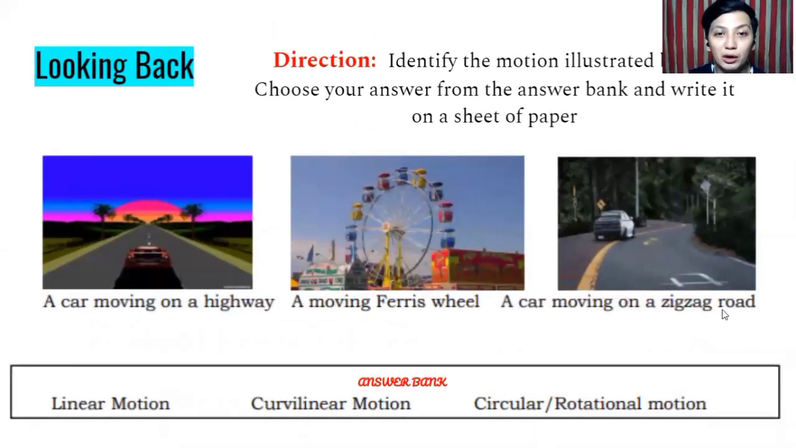So let's just have a short look back. This is what you're going to do. Identify the motion illustrated. So this is illustration number 1, 2, and number 3. So choose your answer from the answer bank and write it on a sheet of paper. So this is the answer bank. We have a linear motion, curvilinear motion, and then circular or rotational motion. So all you have to do is to read the description in each illustration and then write your answer.